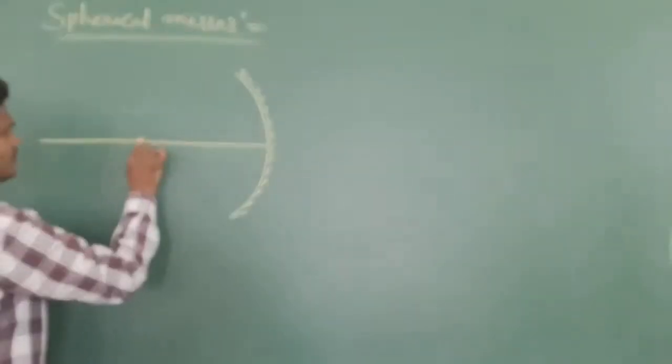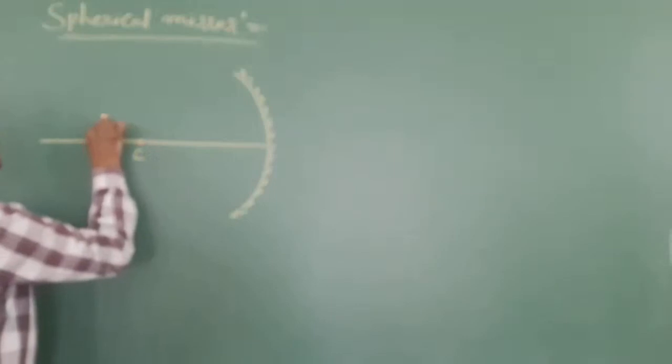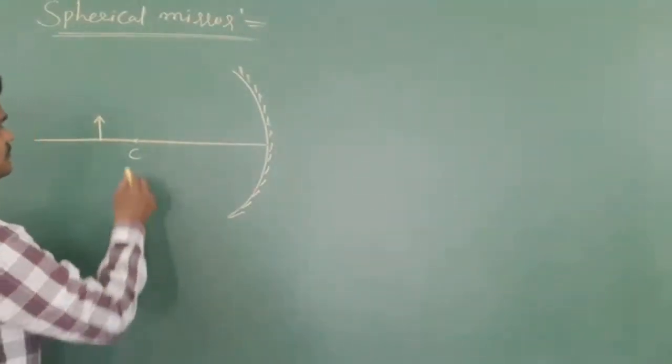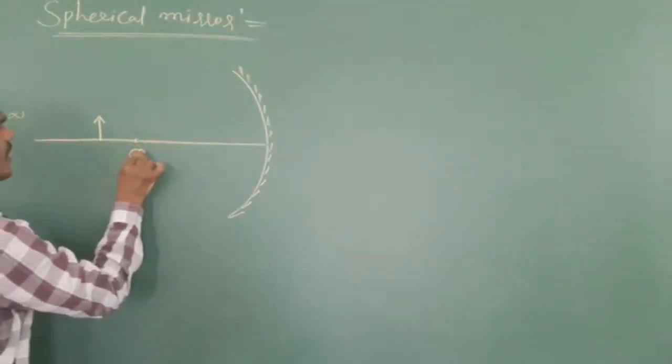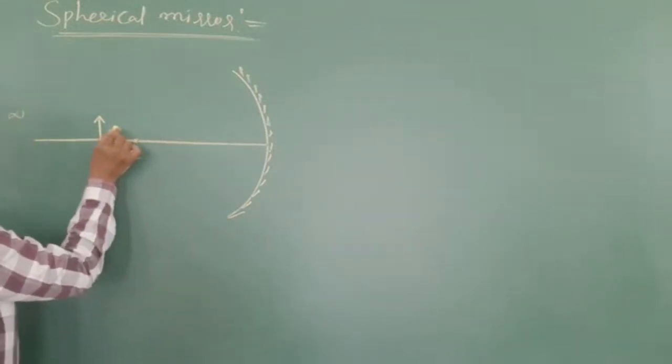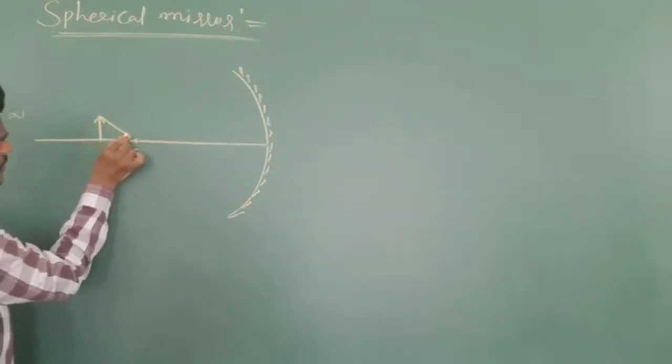See, this is the center of curvature. Now I am placing an object like this, an object of size, say, HO. So if I place the object between infinity and center of curvature, no doubt one of the light rays passes through the center undeviated.